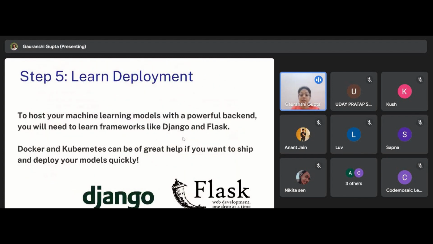Right. The last step is if you want to build a complete full stack project where you have a front end, a back end, a database, and also the machine learning models available, then you should go with Flask or Django both. Okay.